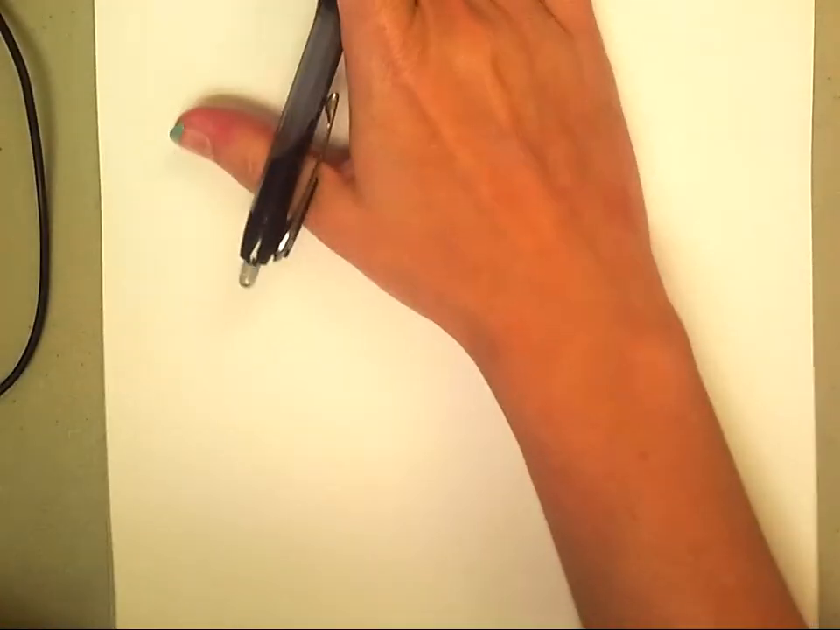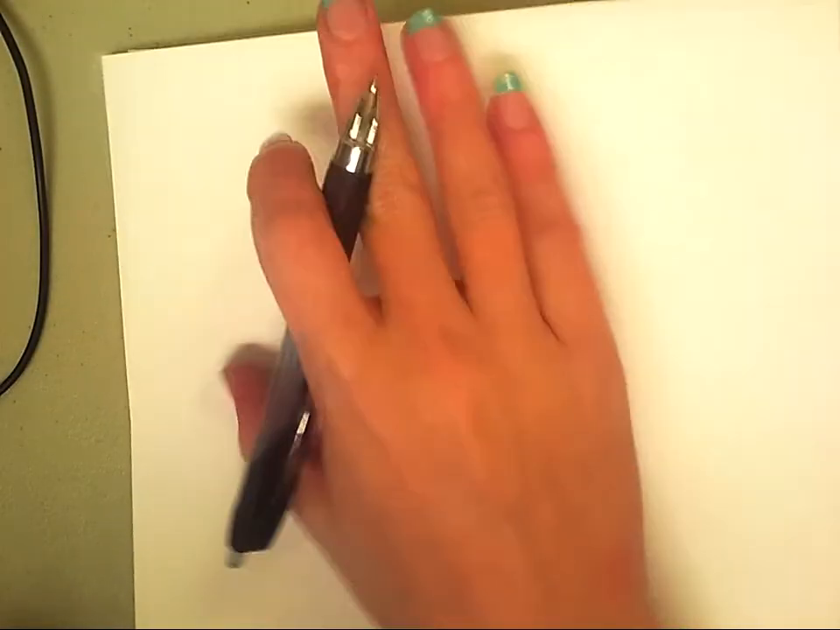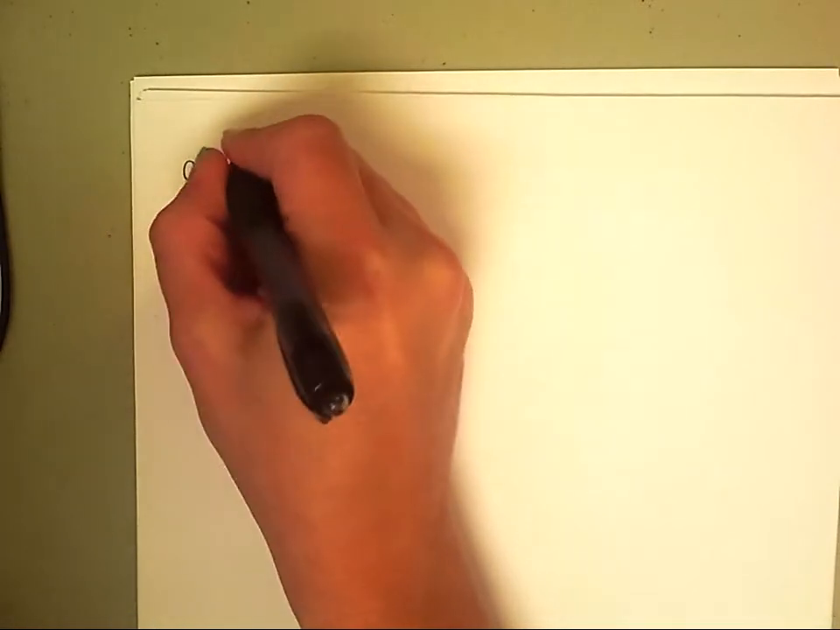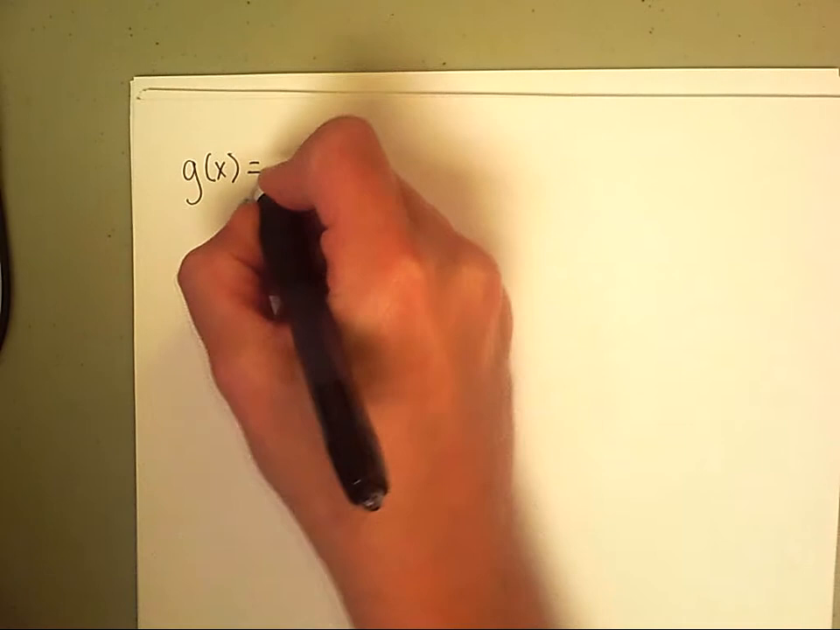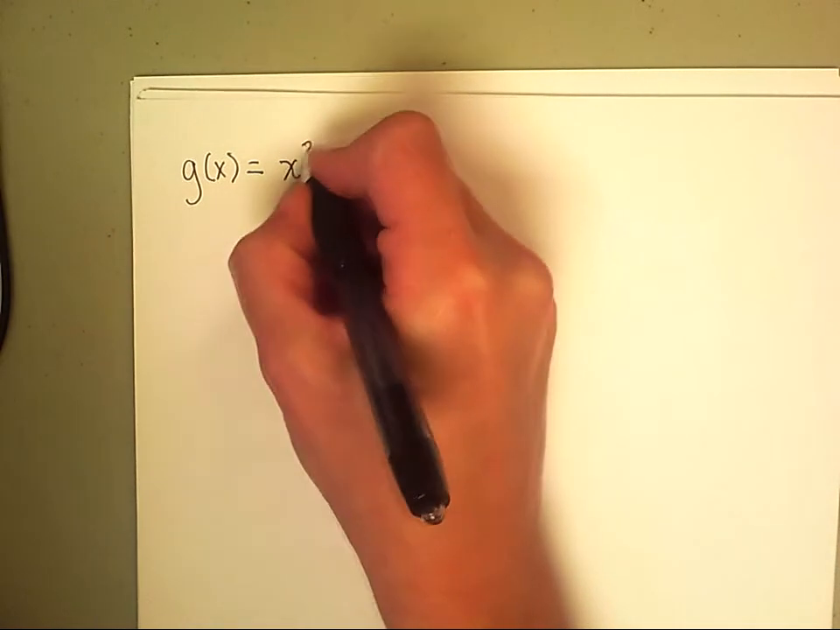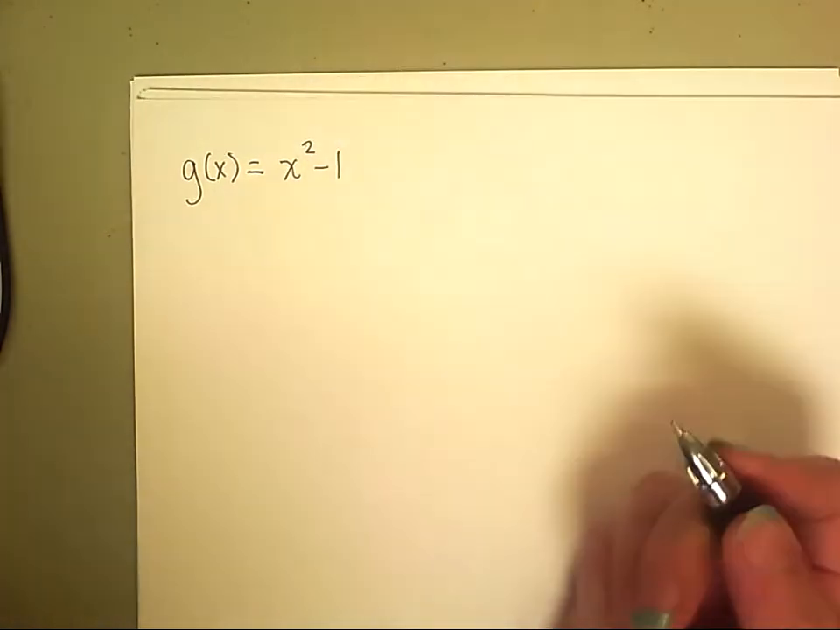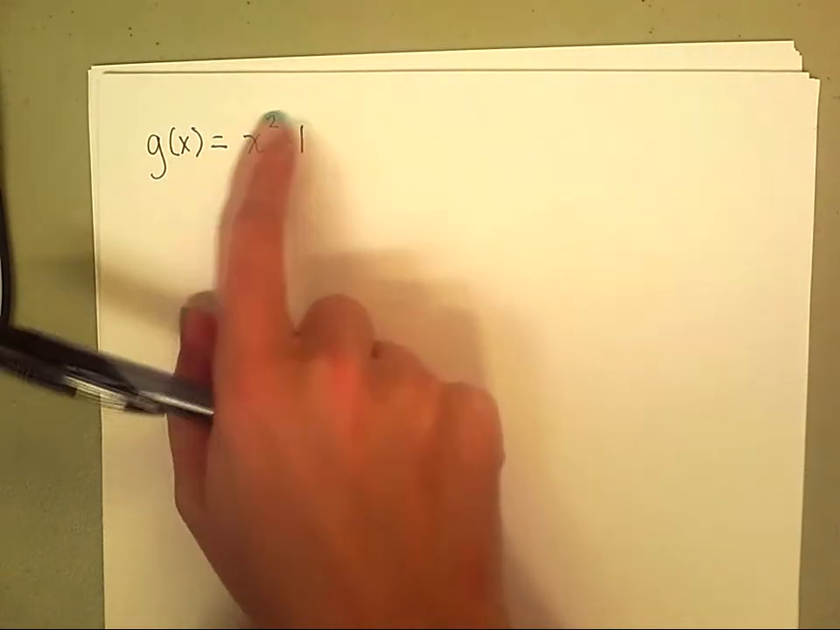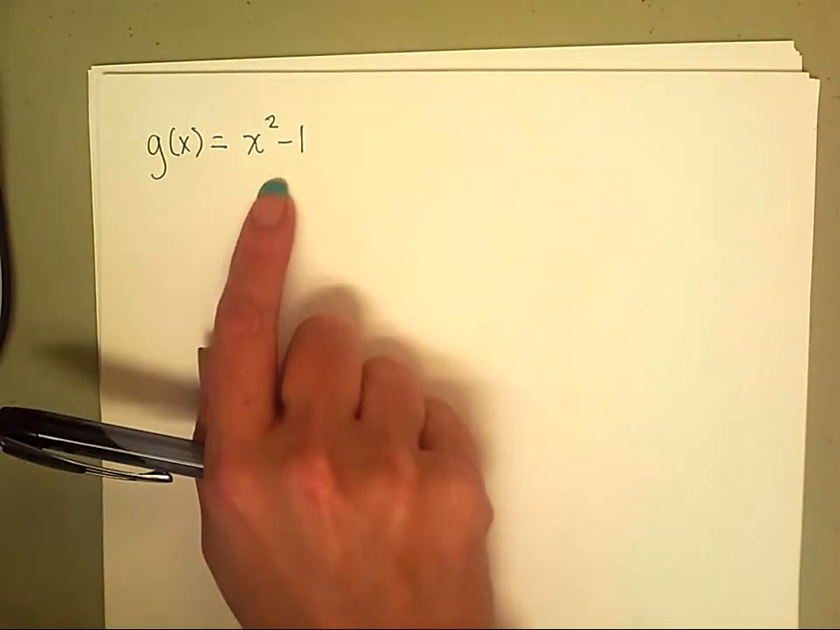Now, function notation doesn't have to just be f of. That's the most common one. But another one that's very common is g of x. Okay? It's just giving it a different name. So in this case, we've specified g of x to be x squared minus 1. Notice that I can't just write down g of x. I have to say what g of x is equal to.